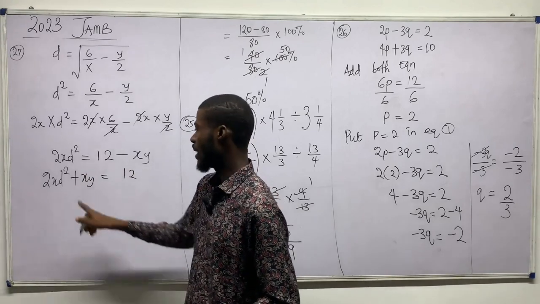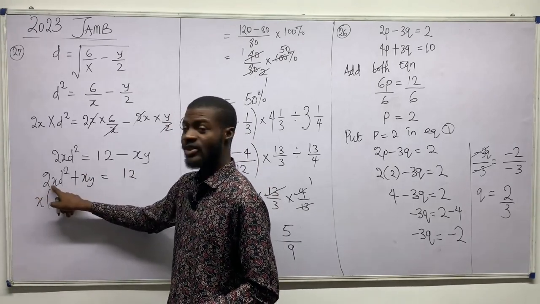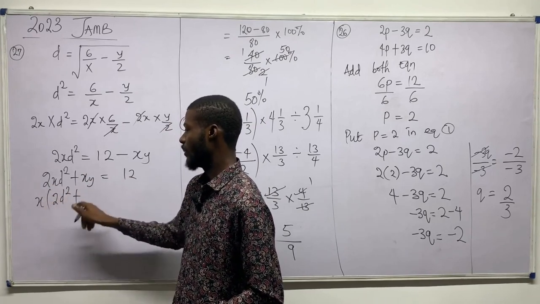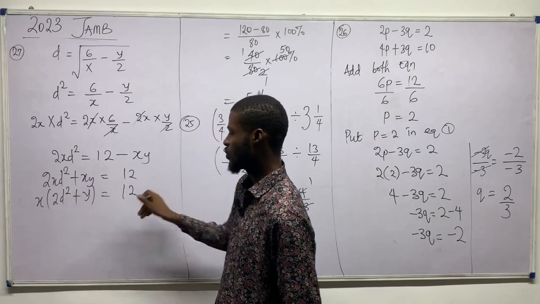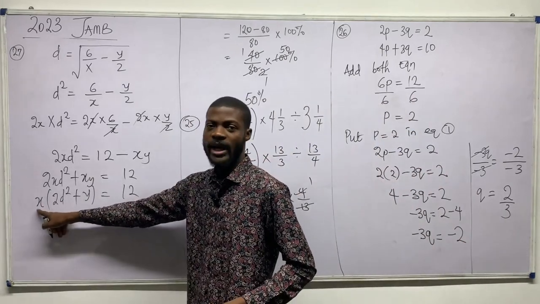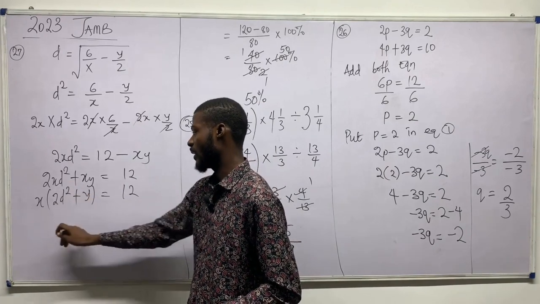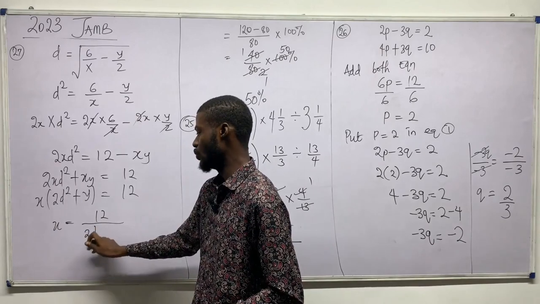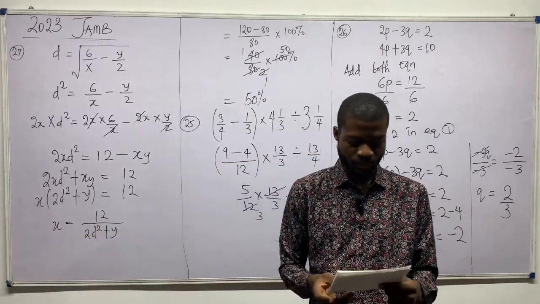12. Now what's common here? This is x bracket. If x should leave this place, what will be remaining? 2d squared plus y equals 12. Now since I am making x the subject, what would I divide both sides by? Divide both sides by 2d squared plus y. So it means x is equal to 12 divided by 2d squared plus y. That will become the answer to the question.